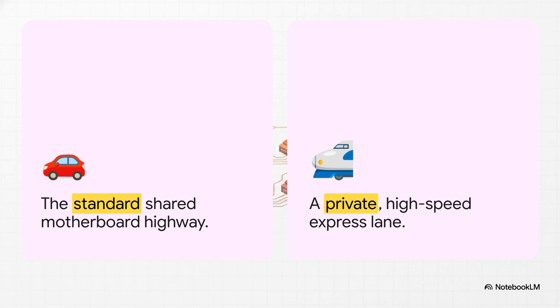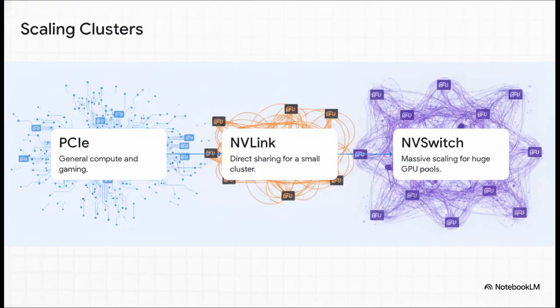But when you're training a massive AI model, multiple GPUs need to constantly swap huge amounts of intermediate data. If they try to send all this massive data over that standard PCI highway, it's going to cause a major traffic jam. And your incredibly expensive GPUs will literally just sit there idle waiting for data. Enter NVLink. NVLink is a private, high-speed express lane directly between the GPUs. It bypasses the shared motherboard entirely, letting GPUs exchange massive amounts of data directly with way higher bandwidth and super low latency.